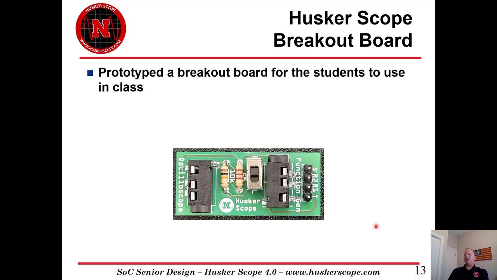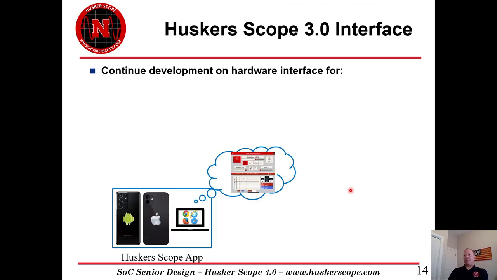Students also prototyped a breakout board where students actually use this in the classroom for Lab 4 to be able to bring in their function generator waveforms and display that on the apps.